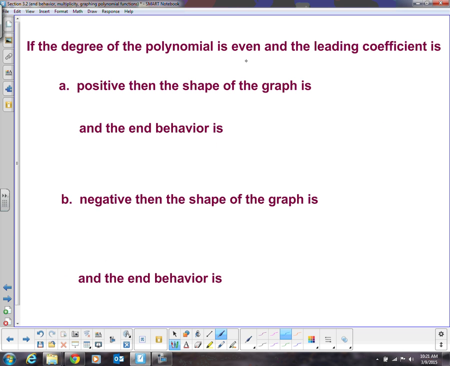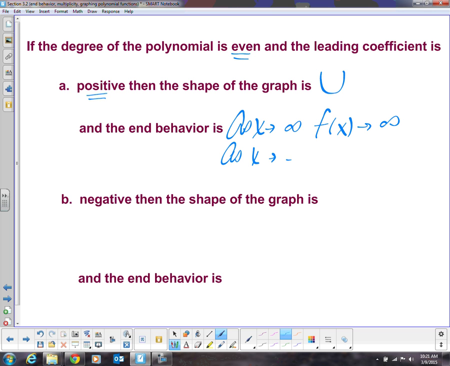When the polynomial is even and the leading coefficient is positive, then the shape of the graph is like this. And the end behavior is, as x approaches positive infinity, f of x approaches positive infinity. As x approaches negative infinity, f of x approaches still positive infinity. But when the leading coefficient is negative, then your graph's going to look like this.